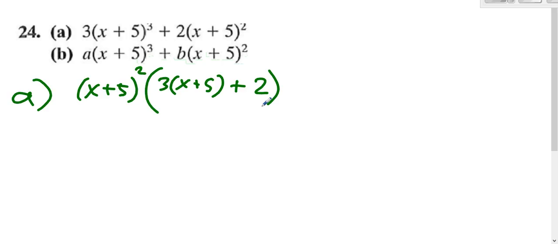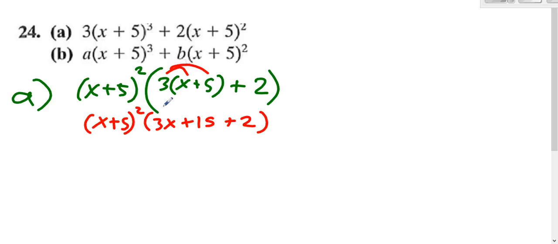And we have parentheses inside parentheses, so we got to do something with that. So you have to distribute. And then combine like terms. We combine the 15 plus 2, you get 17, and you're done.